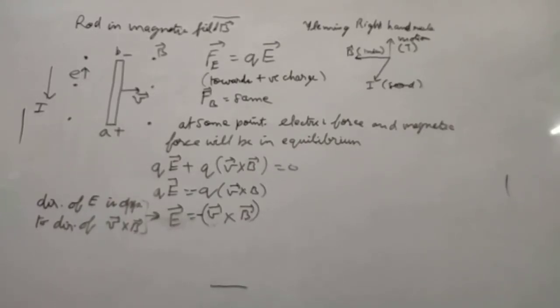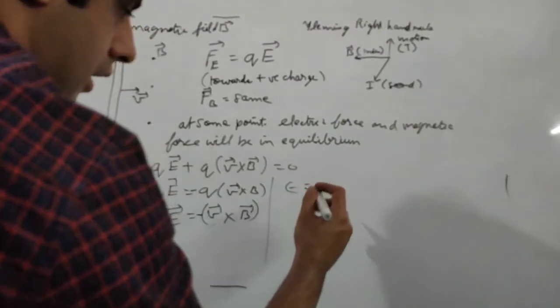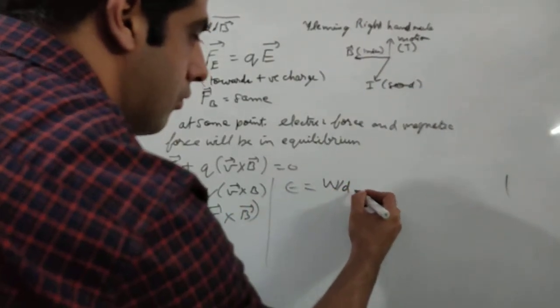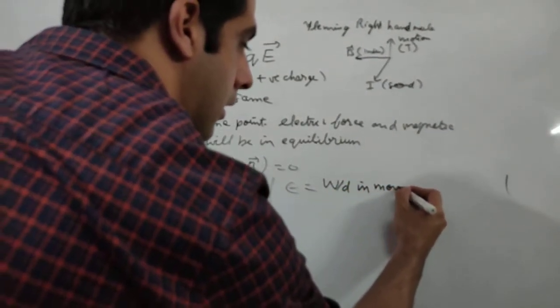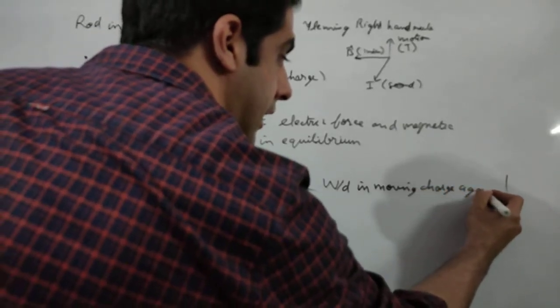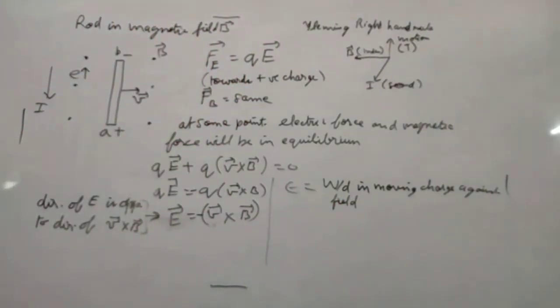Now if we need to find out the EMF, the induced EMF, now we know that the induced EMF will be equal to the work done. EMF or potential is always equal to the work done to move a charge from one point to another. So it will be equal to work done in moving charge against the field. Work done in moving charge against the field, that is the potential or EMF.